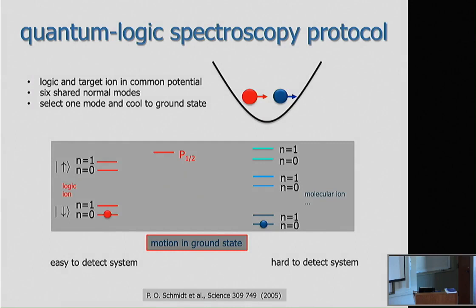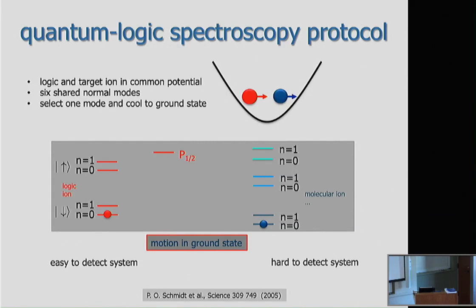How does the quantum logic spectroscopy work? Basically, if you have 2 ions, you can think about normal modes of these ions, and you take one of these normal modes. If there are 6 in total, but you can ignore 5 of them, and you can take one of them and cool it to the ground state. So that's the initial situation we have here. We have, for example, a molecular ion. It could be something else too. But the molecular ion, and we share a motional ground state between the molecular ion and the logic ion.